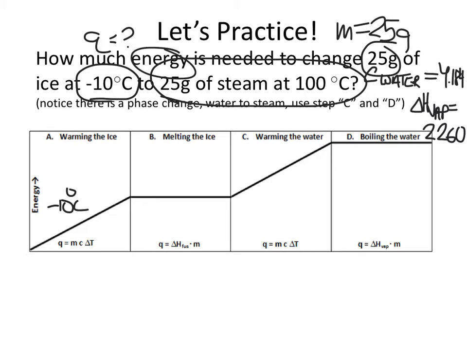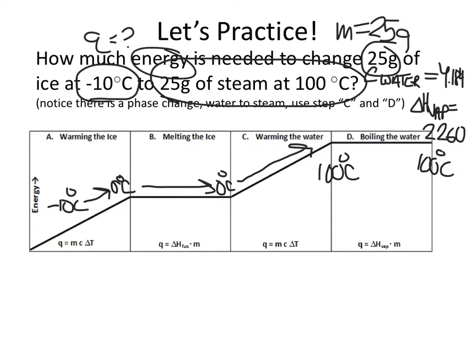And if I'm going to eventually turn to steam at 100 degrees, that means I'm going to end all the way over here. So I'm going to have to first heat up my ice to 0 degrees Celsius so that it can start melting. When it's done melting, it'll be at 0 degrees Celsius and it'll be liquid water. I'll then heat up that liquid water, and once I get it to 100 degrees Celsius, I will then boil it. Remember, when it's ice, it's solid.